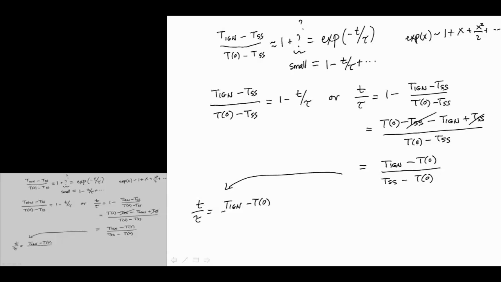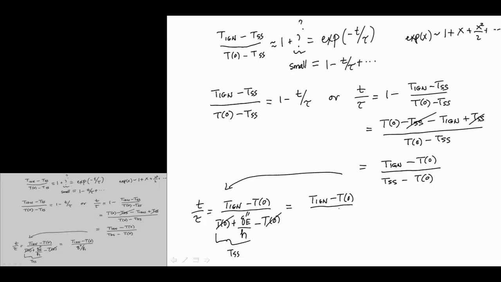You're going to laugh when you see the final result here, or maybe not laugh. Okay, T_steady state, we said, is equal to T0 plus the external flux divided by the heat transfer coefficient. Now, this is minus T0, so this is T_SS. So this term cancels out, and we get that this is equal to (T_ignition minus T0) over the external flux divided by h.